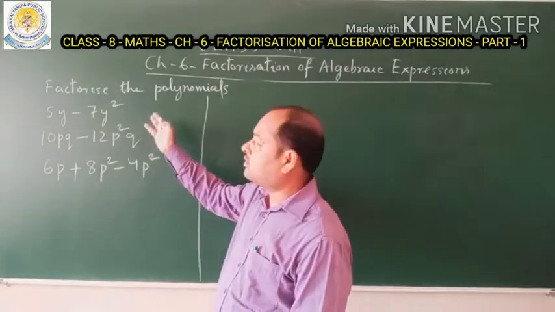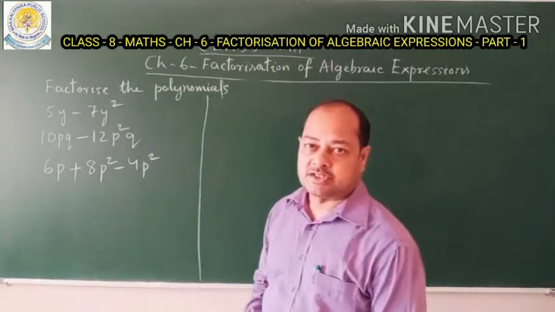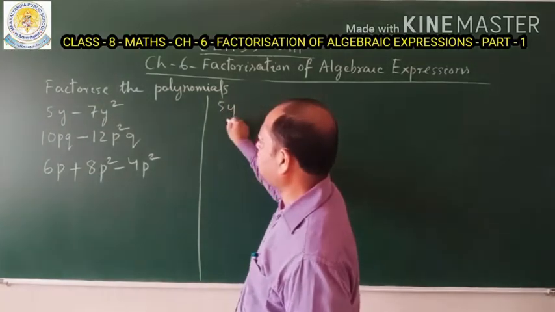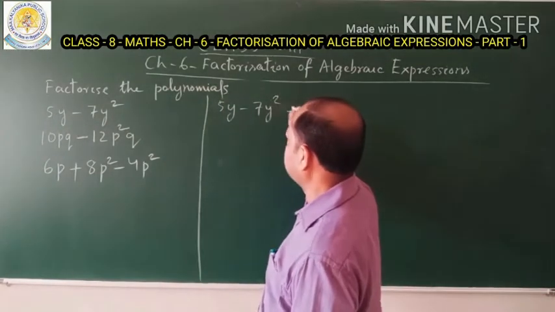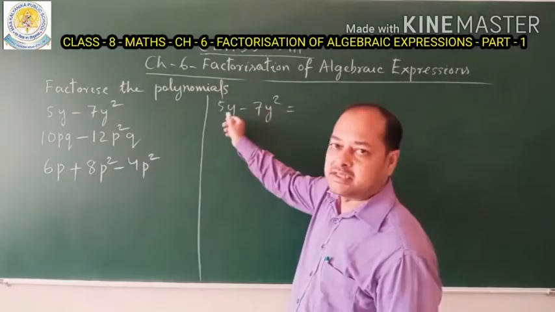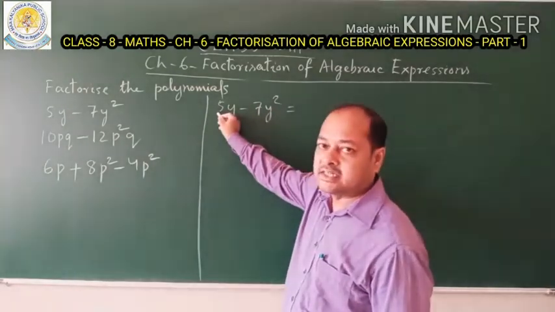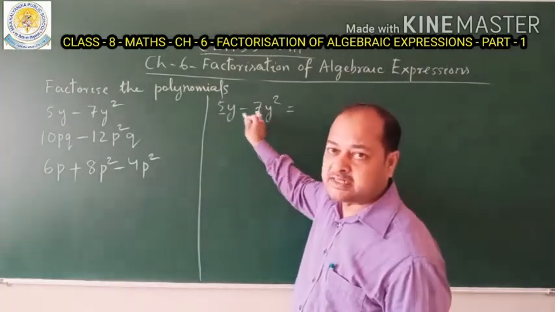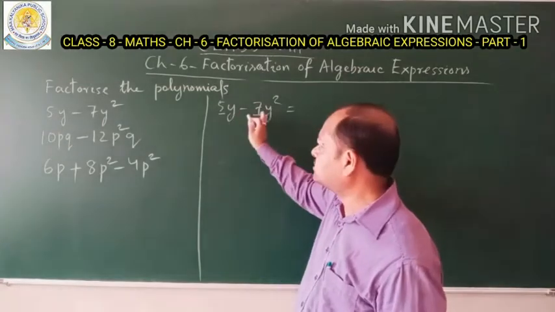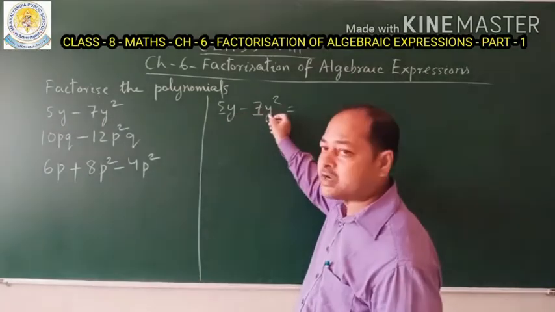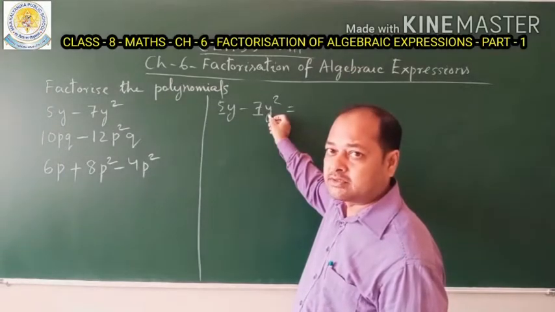What you have to do? You have to find out the factorization method, the factors. So write the question 5y minus 7y square. So what is the process? First step, look and see what is common here. Look at the coefficients. Here it is 5, here it is 7. The coefficients 5 and 7 are prime numbers, so there is no common factor here. And look at here, this is y and this is y square, and we can find the common factor here.